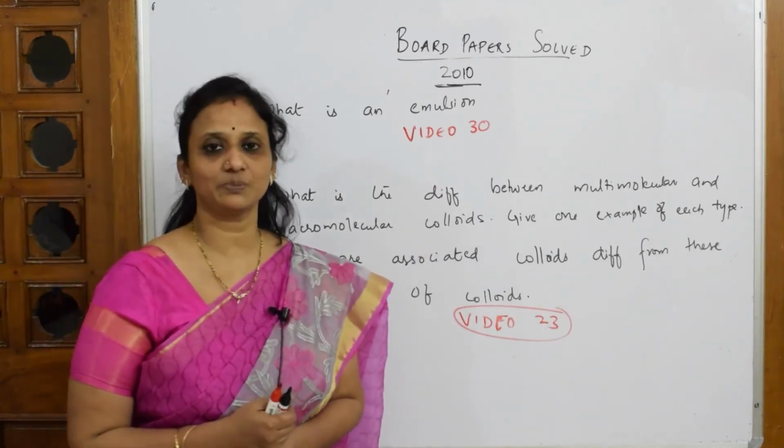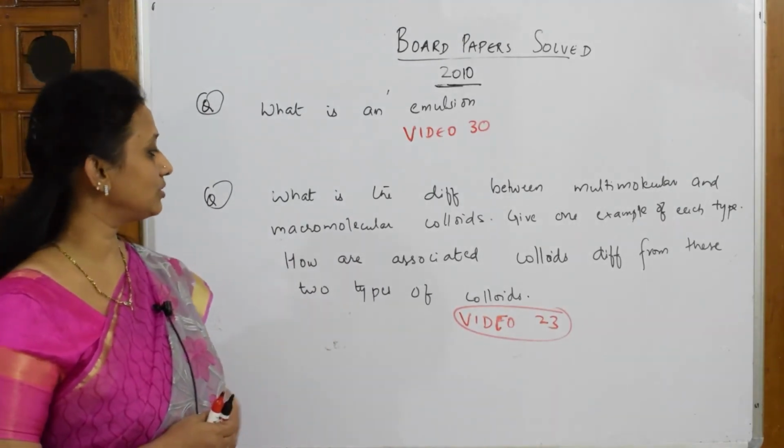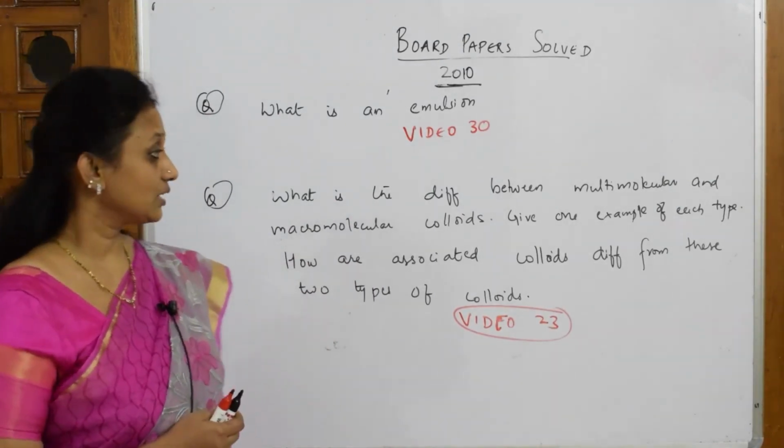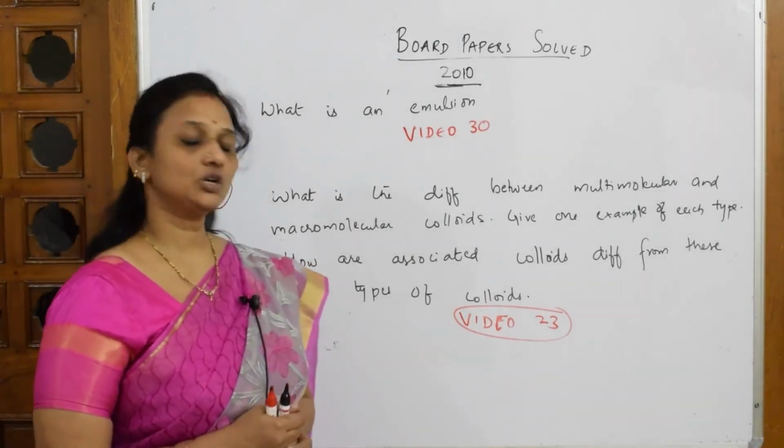Please watch the video in the playlist. Let's come back. One more question. What is the difference between multimolecular and macromolecular colloids? Give an example for each type. How are associated colloids different from the two types of colloids?